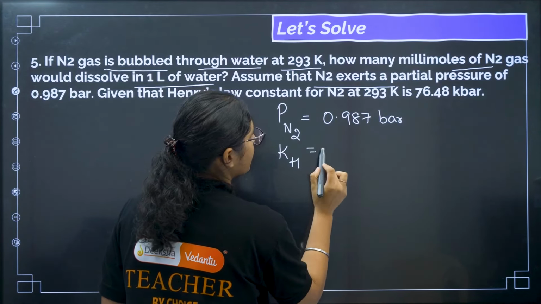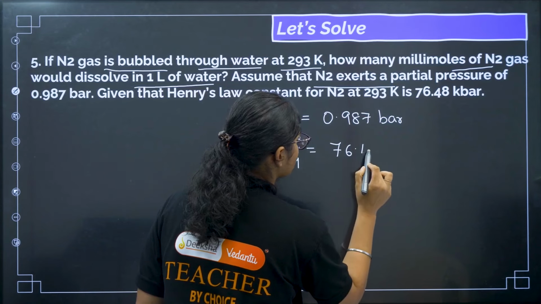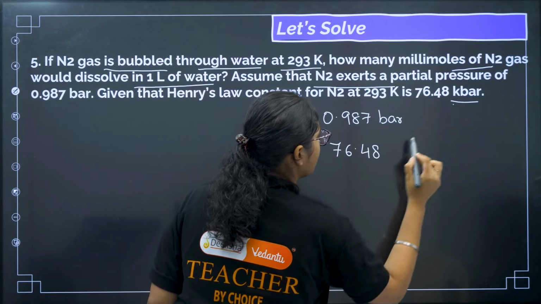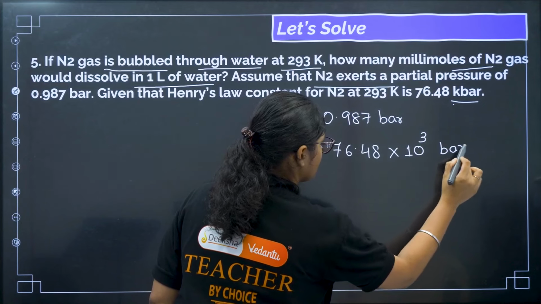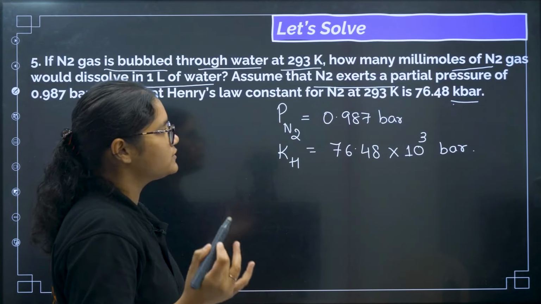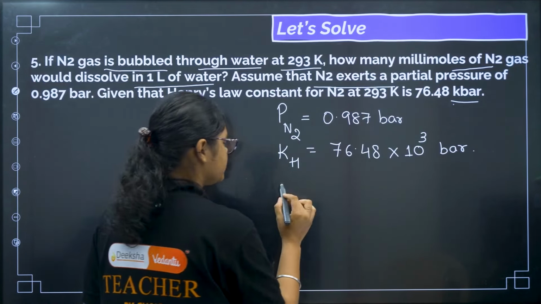We have also been given the Henry's law constant. Henry's law constant for N2 is 76.48 kilobar. I'll convert it into bar, so I'll take 10 to the power of 3 bar. Now, how many millimoles of N2 gas is asked? Now let us put the formula.